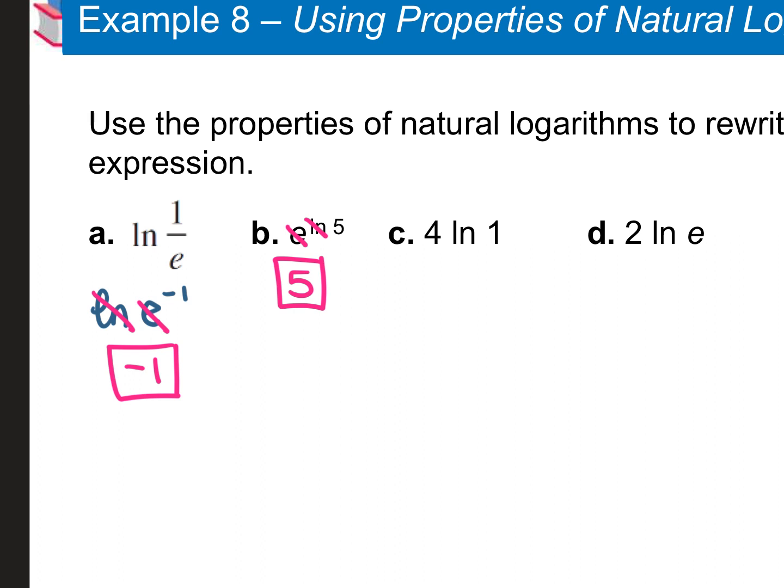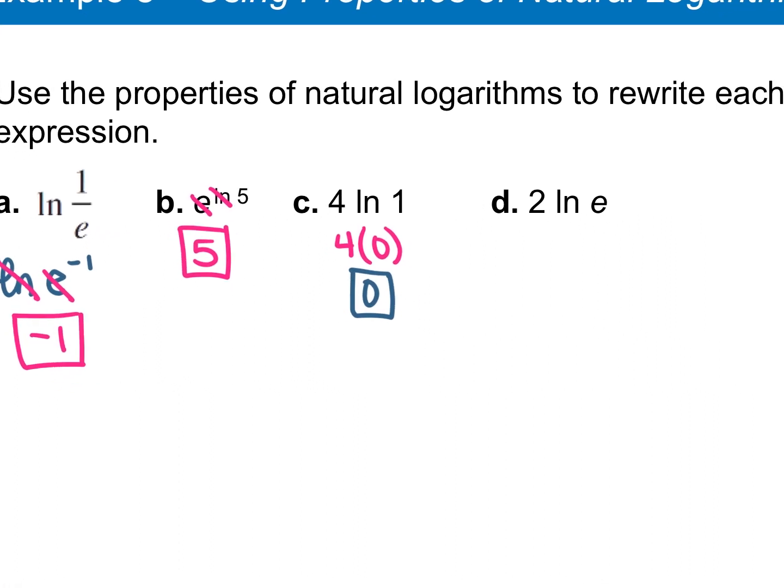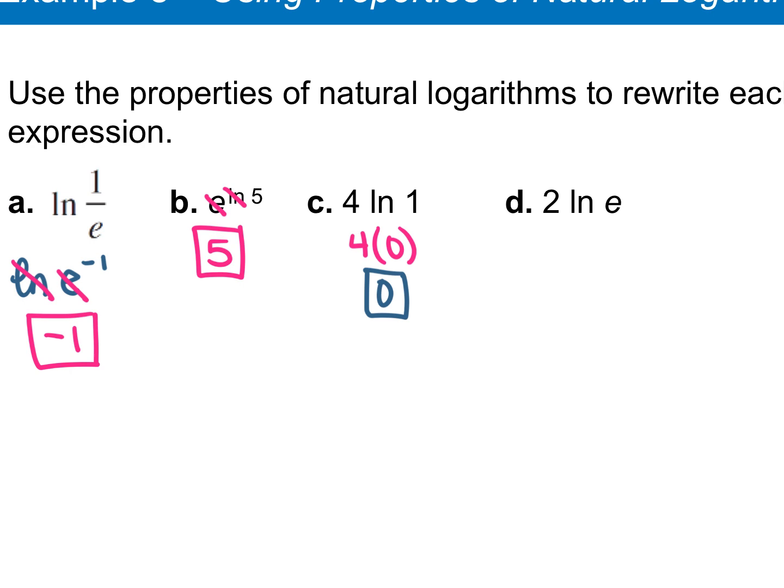For C, we have 4 times the natural log of 1. Well, the natural log of 1 is just 0, so that's 4 times 0, which is 0. For your last one, you have 2 times the natural log of e. The natural log of e cancels each other out, and it's equal to 1. So that's just 2 times 1, which is 2.